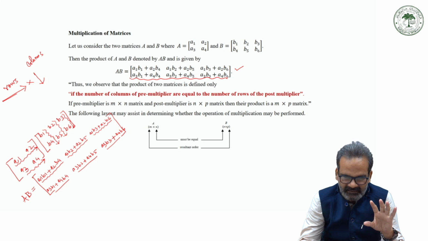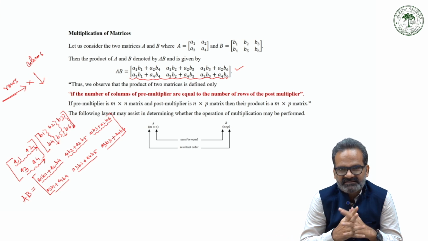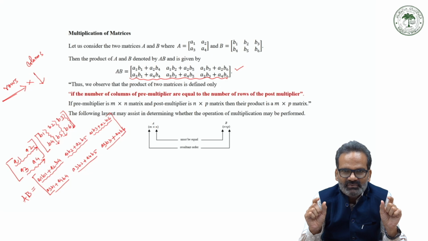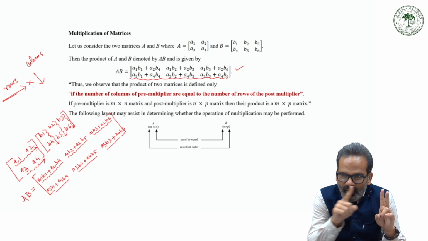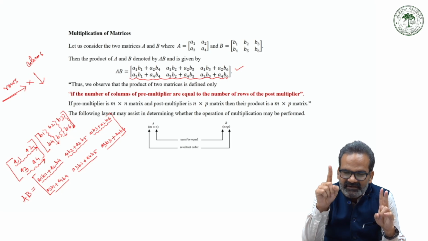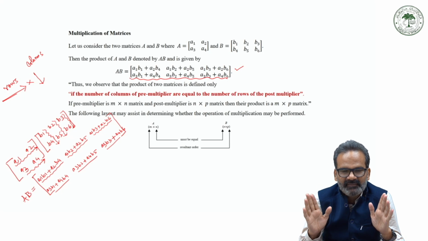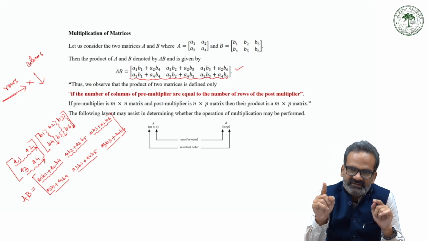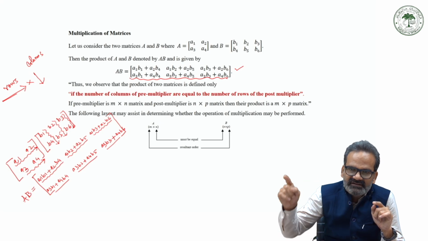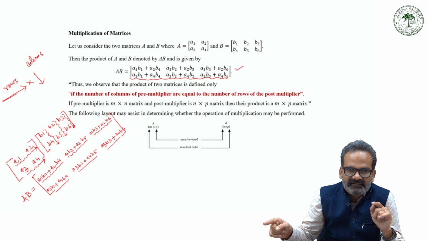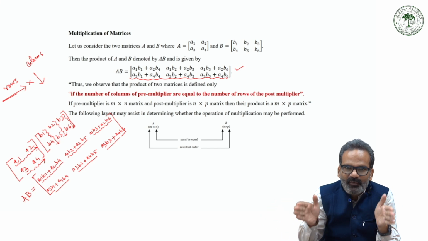Let me repeat it again for your clear understanding. Whenever you want to multiply two matrices, the operation of product is what? Rows of the first matrix should be multiplied with the columns of the second matrix. This is the basic principle. Take the first row of the first matrix and multiply it with all the columns of the second matrix. You will get the first row of the product AB.